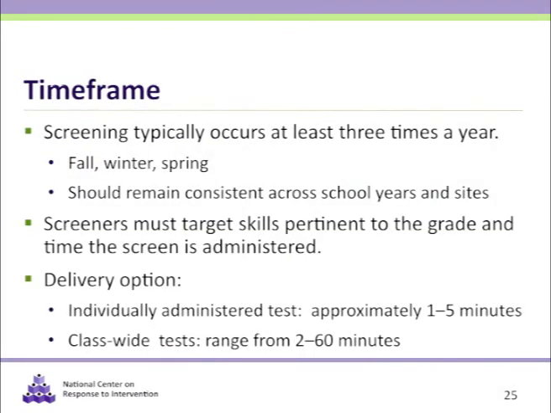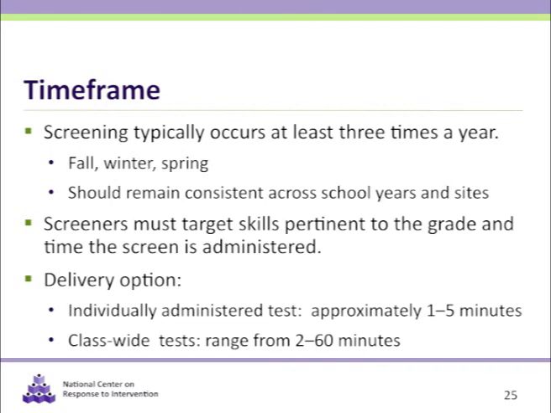The last section is about the time frame for screening. When should screening occur, and how long does it take to screen? Many schools and districts screen at least 3 times a year in the fall, winter, and spring. This allows schools to use screening data to evaluate the effectiveness of the core curriculum and instruction across the year, to establish local norms and cut scores, and also provides data for the next year's teacher. Regardless of the number of times that screeners are used, screeners should remain consistent across school years and sites and must target skills pertinent to the grade and time the screen is administered.